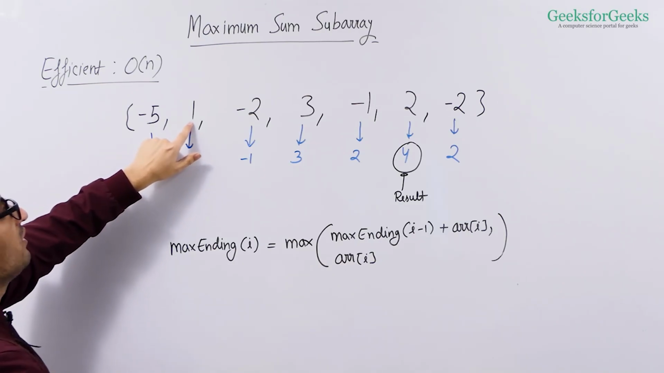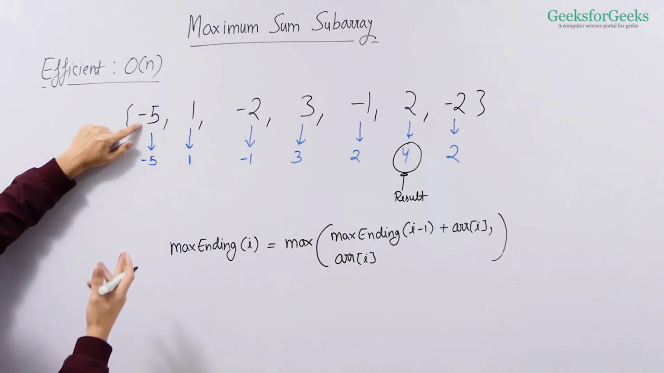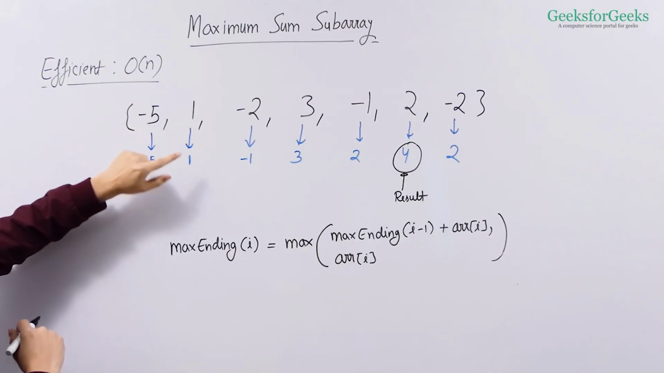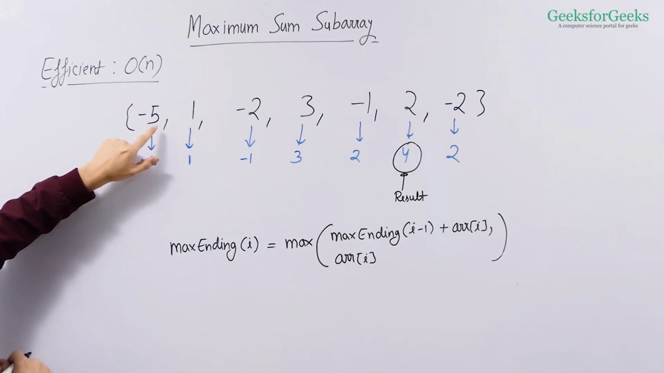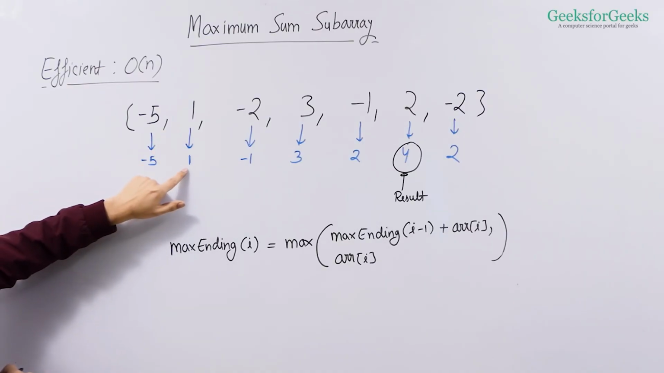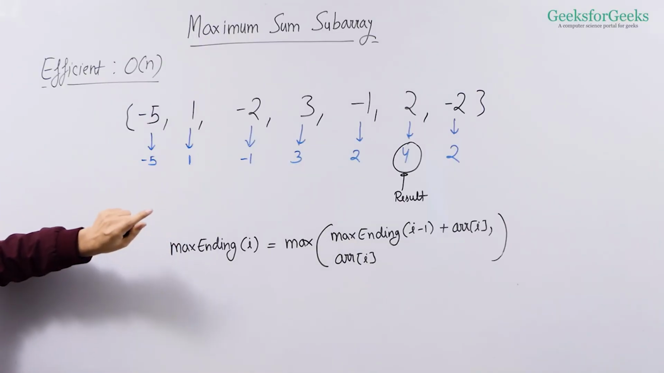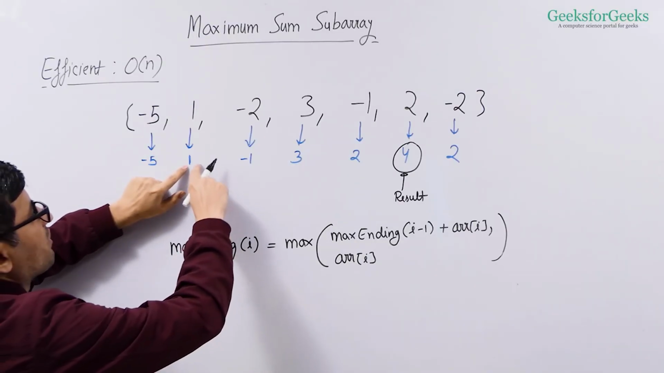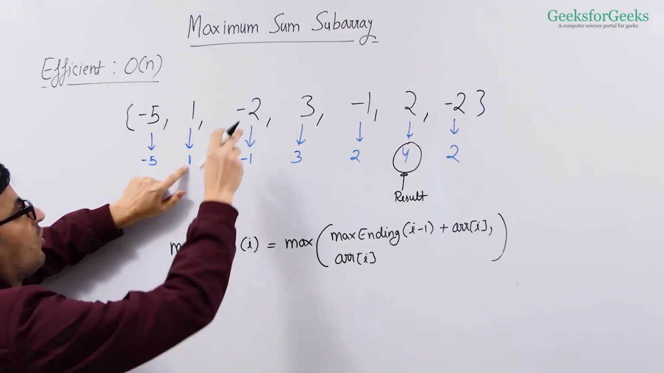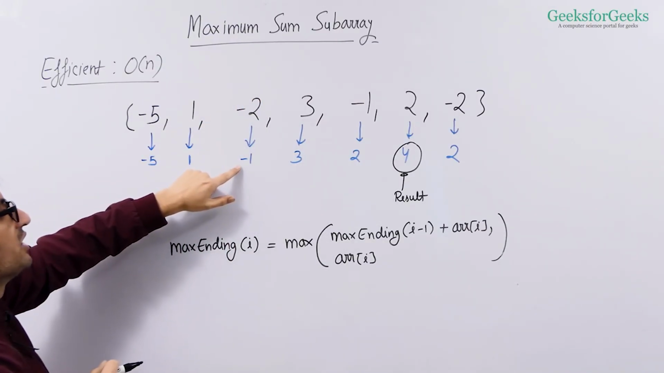When we are at 1, we have two choices. We either consider -5 plus 1 or we consider 1 only. -5 plus 1 is -4 and only 1 is 1. So the maximum of these two is 1. When we are at -2, we have again two choices. We either consider 1 minus 2, which is -1, or we consider -2. So maximum of these two is -1.